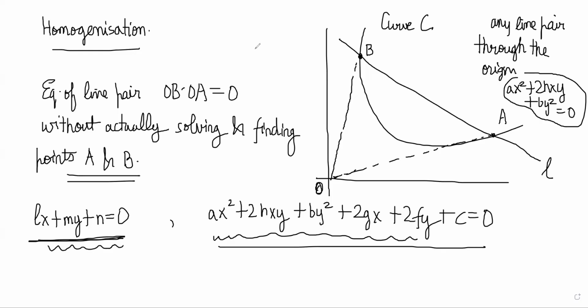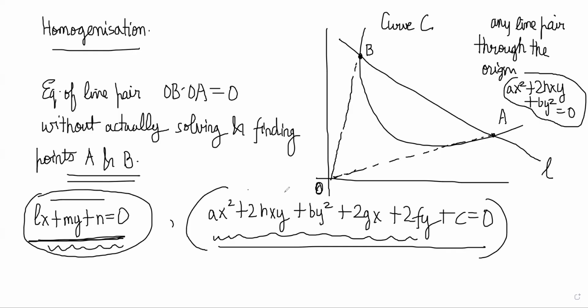So what we do here in homogenization is use the equation of the line and the equation of the curve to come up with a homogeneous 2-degree equation. And if you can come up with a 2-degree homogeneous equation in x and y only using this line and this curve, that equation is going to be the equation of your line pair, right? So what we will do here is simply take the 2-degree terms, keep them as they are, and multiply the other terms with appropriate stuff to make them 2-degree. So how do I do that?